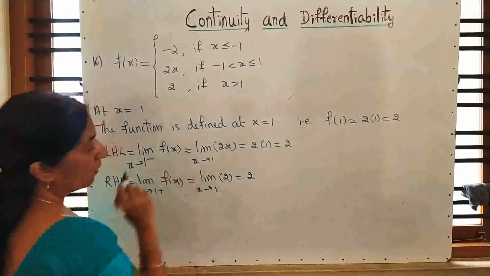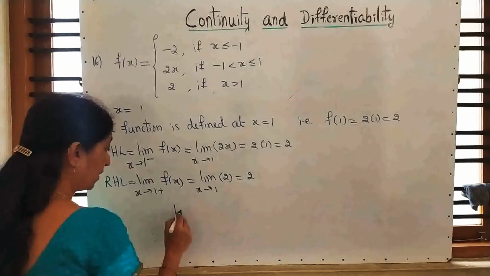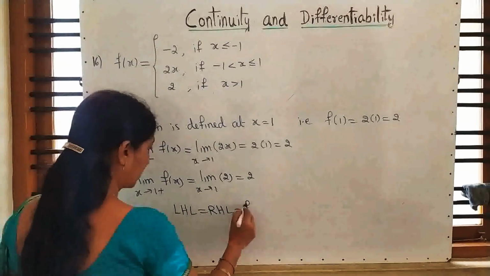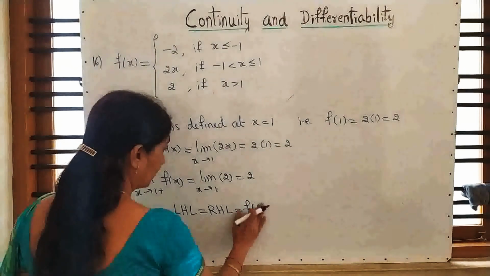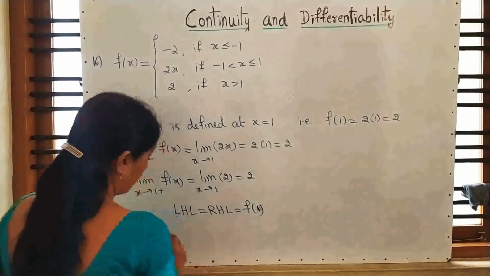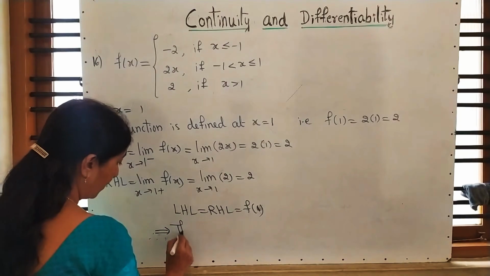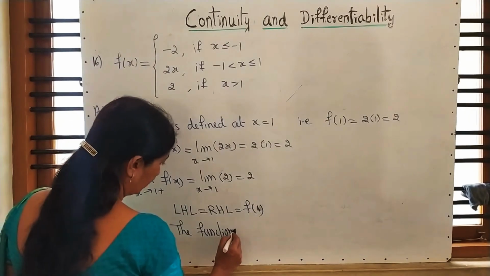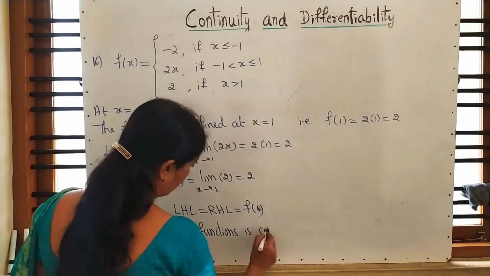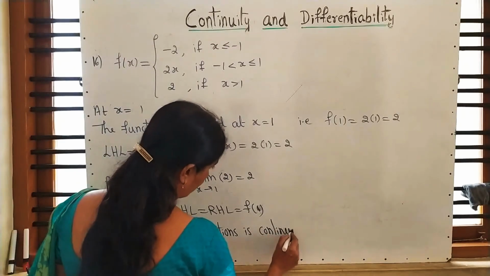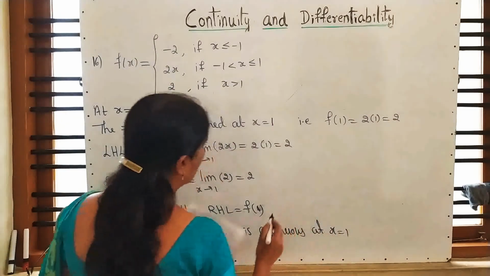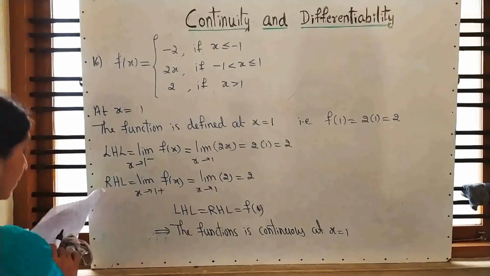Yes. Now observe, all the three are equal. Left hand limit is equal to right hand limit is equal to f of 1. This implies the function is continuous at x is equal to 1. Correct or not? So this is the homework question.